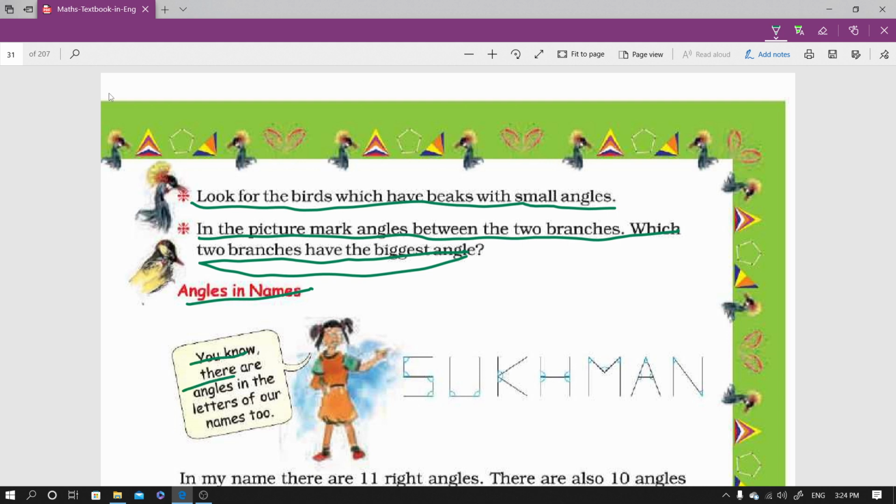You know there are angles in the letters of our name too.